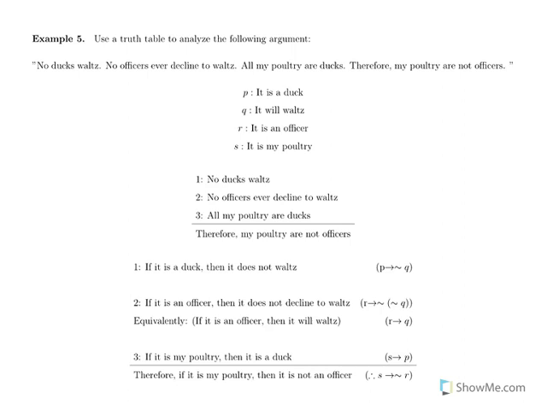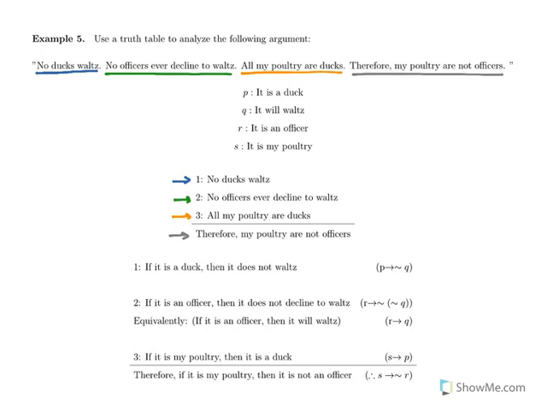So let's first talk about the premises here. We have three of them. First, no ducks waltz. That's our first premise. Second premise, no officers ever decline to waltz. Third premise, all my poultry are ducks. And conclusion, therefore my poultry are not officers. So it's saying if no ducks waltz, and if no officers ever decline to waltz, and if all my poultry are ducks, then my poultry are not officers. That's the argument that we're trying to make.